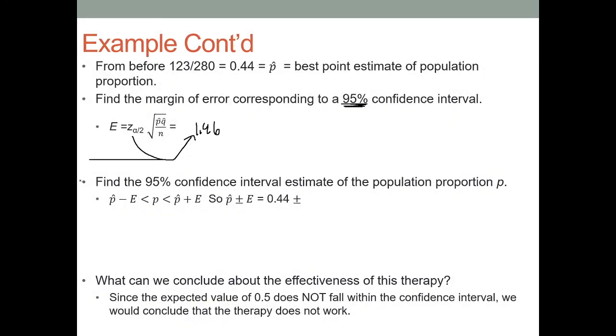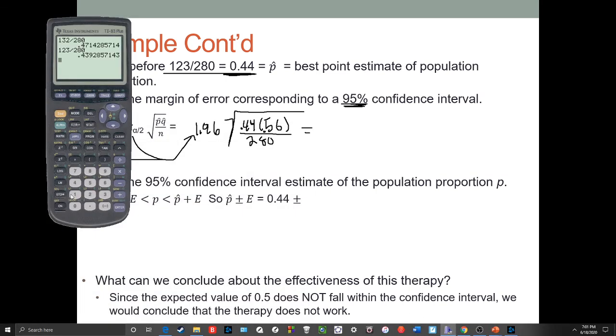So that's 1.96 for my z-score, times the square root of p hat, which I found was 0.44, because this was the sample that they were right. So 44% of my sample got it correct, which means that 56% of my sample, or 0.56, got it wrong. And I sampled 280 trials, right? So divided by 280. So I'm going to crunch these numbers here. So 1.96 times the square root of 0.44 times 0.56 all over 280.